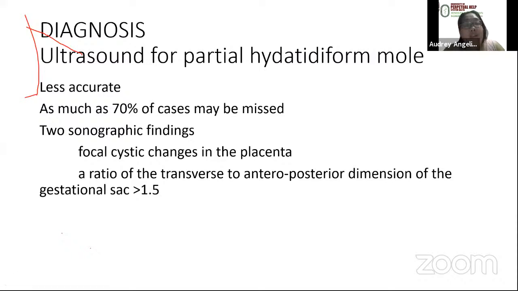For partial mole, it's less accurate, and as much as 70% of cases may be missed. This is due to the sonographer: if there's a baby present, we may not look for hydatidiform mole anymore. Two sonographic findings would be focal cystic changes in the placenta, and a ratio of the transverse to anteroposterior dimension of the gestational sac greater than 1.5.